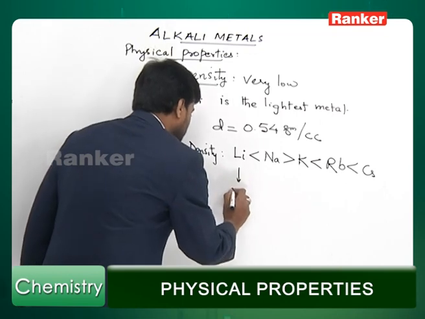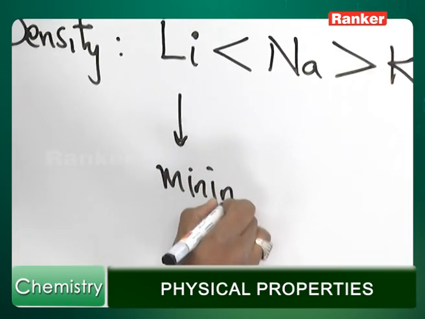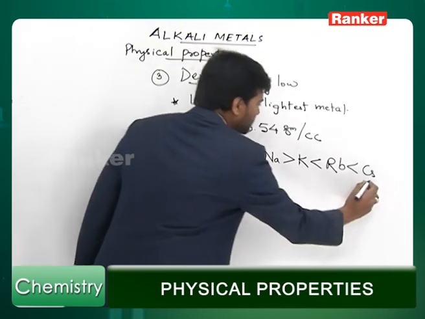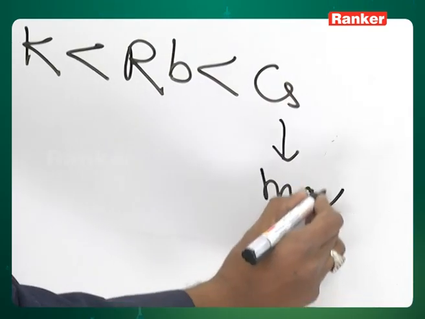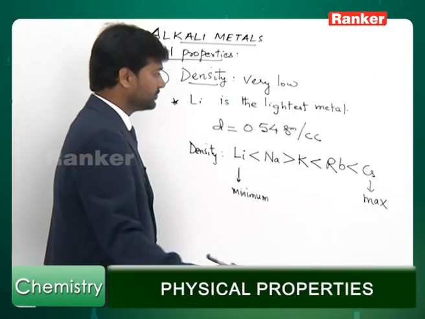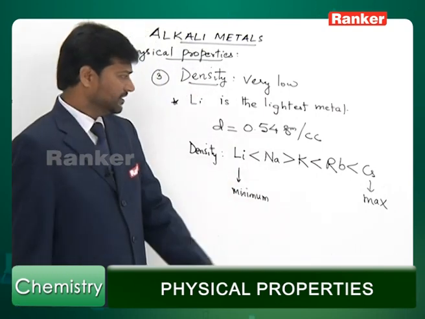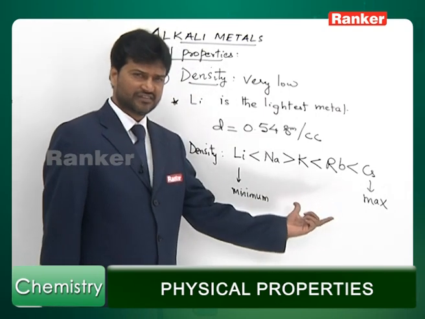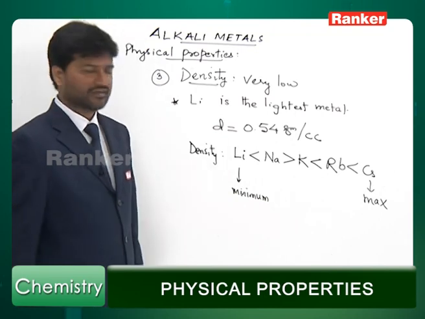This is the minimum value, and this is the maximum value of density. So, the heaviest metal among alkali metals is cesium, and the lightest one is lithium.